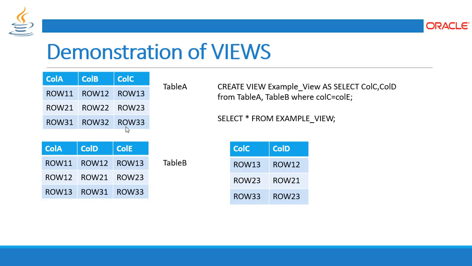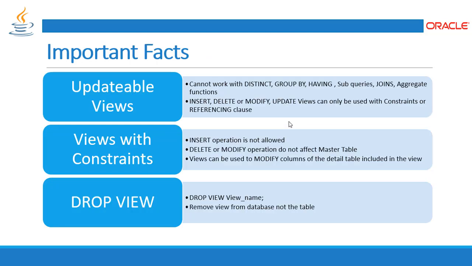So we have two tables with us, and we are going to create a view with this syntax: create view example_view as select, and we are going to display column C and column D from table A, table B, where column C is equal to column E. You can provide the condition, and once the view is created, you can display the content of the view in a tabular form. So this is how it works.